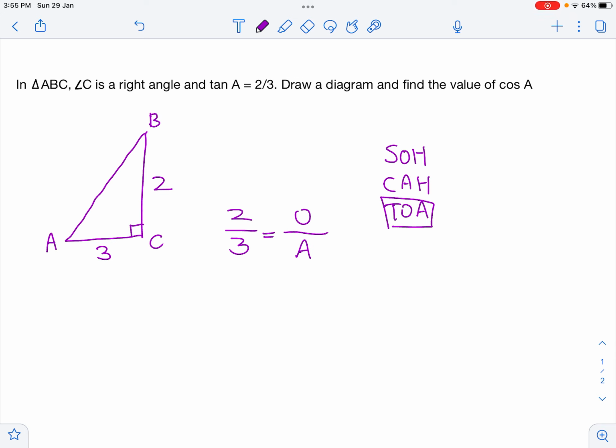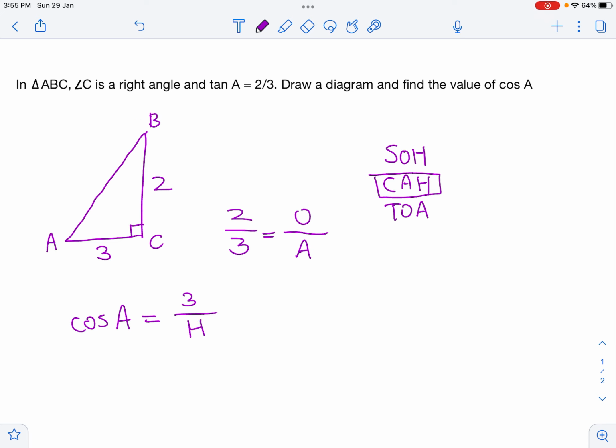So, just now we focused on tangent. Now we want to focus on cosine, which is CAH, which is adjacent over hypotenuse. So we already know what adjacent is. Cos A is equal to adjacent over hypotenuse. The adjacent side is 3. However, we don't know what the hypotenuse is. As you can see, we don't know what this side is.